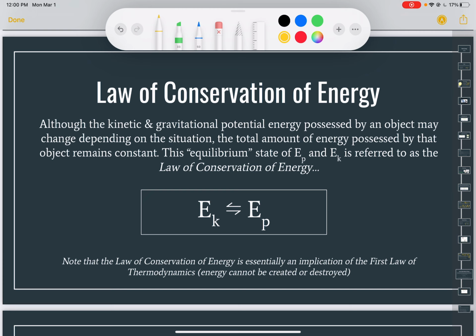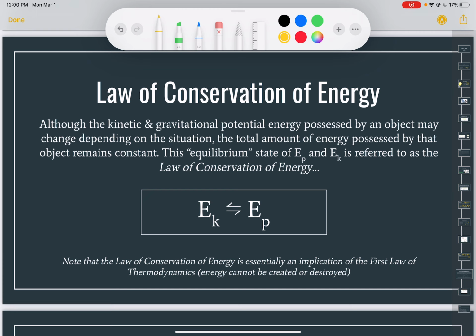So it says, note that the law of conservation of energy is essentially an implication of the first law of thermodynamics. Energy cannot be created or destroyed. So when we look at this formula, basically what they're trying to tell us here is that our EK and our EP, they coincide with each other. They're in some ways equal to each other, because if one thing has nothing, then the other one gains it all. And we talked about that already.